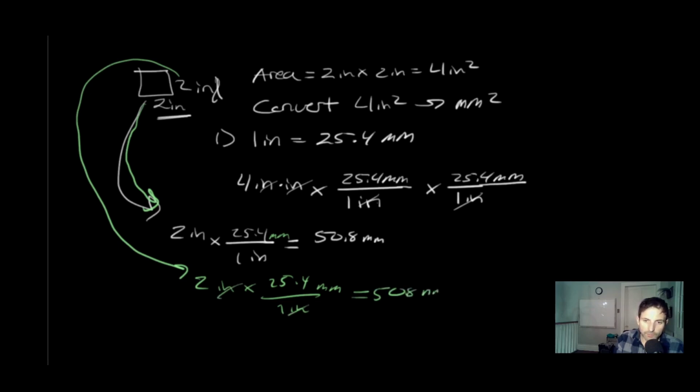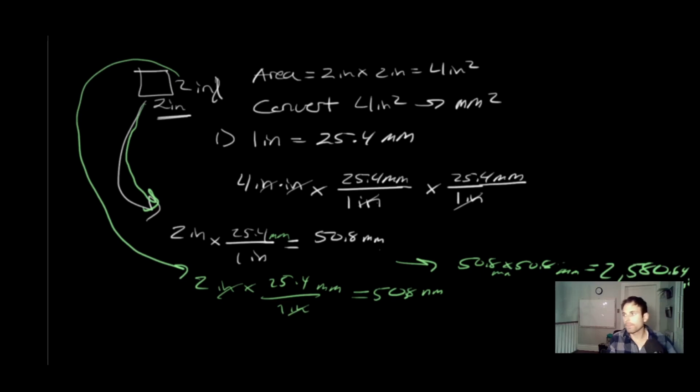50.8 millimeters. And so then you know that length times width will be 50.8 times 50.8 millimeters equals, let's find out, 50.8 times 50.8, 2,580.64 millimeters squared. Oh, I lost my units there a little bit.